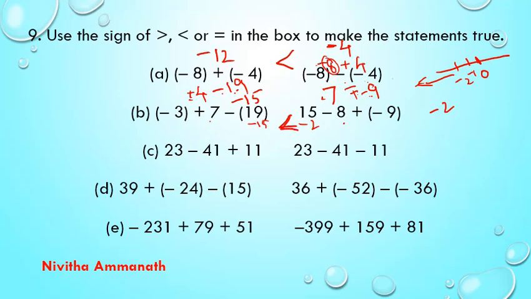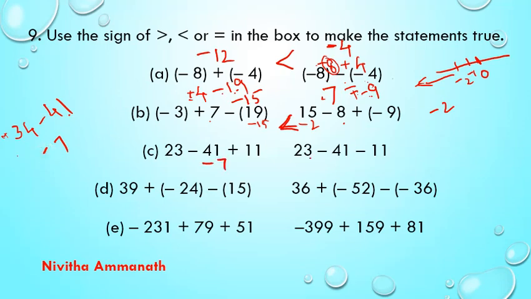And then next, 23 minus 41 plus 11. You have to write 23 plus 11 first. That is 34. 34 minus 41. How to write? Here it is positive and this is negative. So you have to find the difference. So it is 7 and put the sign of the largest digit. So it is minus 7.